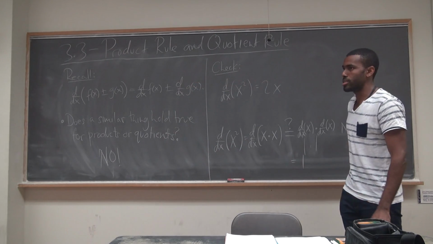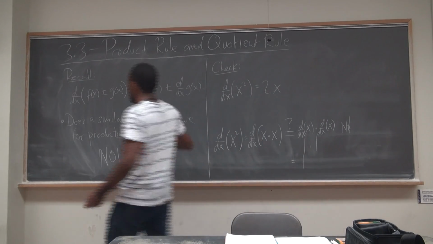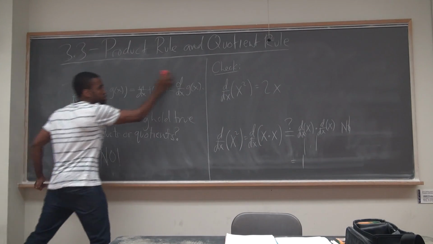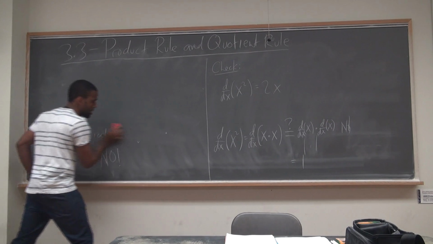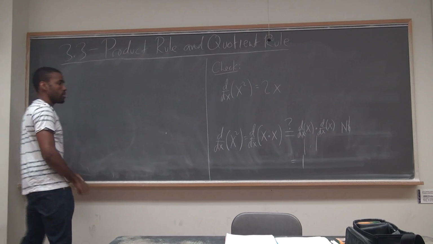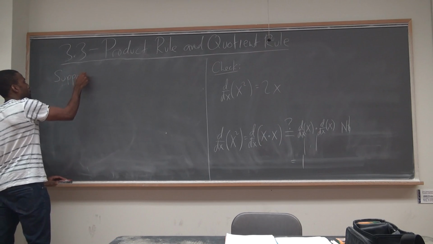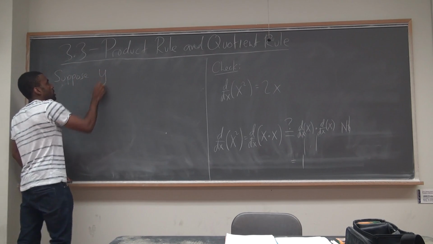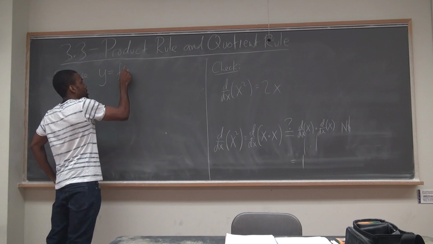So now the question is, how would we differentiate a product? How do we actually differentiate something when there's a multiplication combining functions? It's not as simple as if there's a plus or minus combining functions. So here's the rule. Suppose my y is a product of two functions, f of x times g of x.